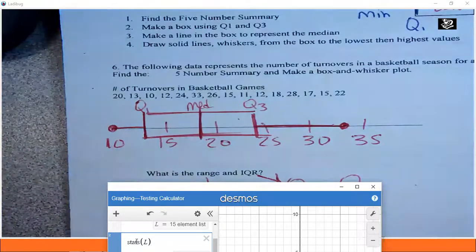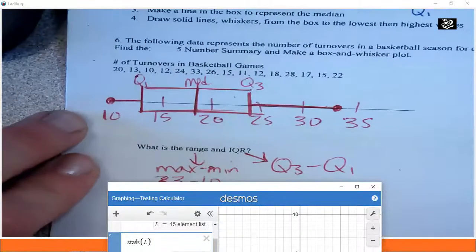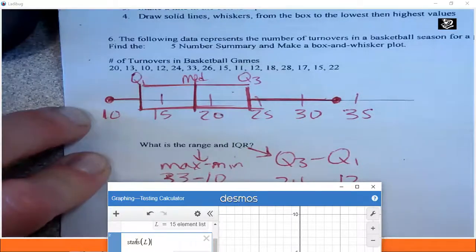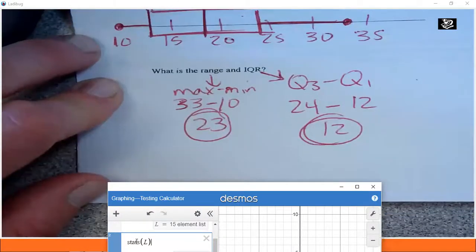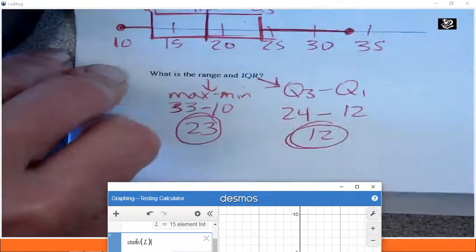And Wyatt, what do we say Q3 was? 24. Will, what do we say Q1 was? 12. 24 minus 12 is 12. So your IQR is 12. Questions? All right, flip it over.